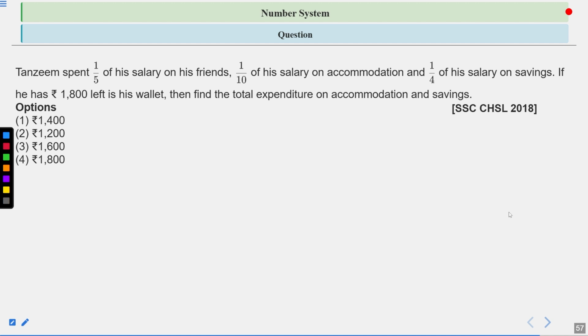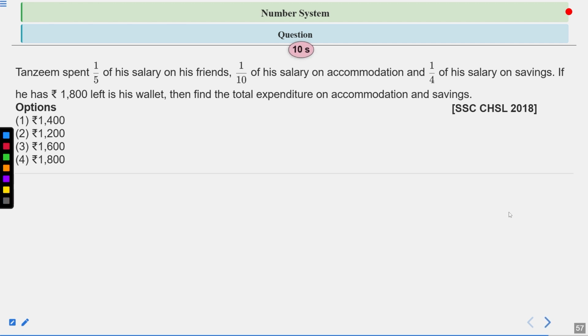Tanjeem spent 1 by 5 of his salary on his friends, 1 by 10th of his salary on accommodation and 1 by 4th of his salary on savings. If he has 1800 rupees left in his wallet, then what is the total expenditure on accommodation and savings? This question was asked in the SSC CHSL exam in 2018. So there are 4 options. First one is 1400 rupees, second is 1200 rupees, third one is 1600 rupees and fourth one is 1800 rupees.